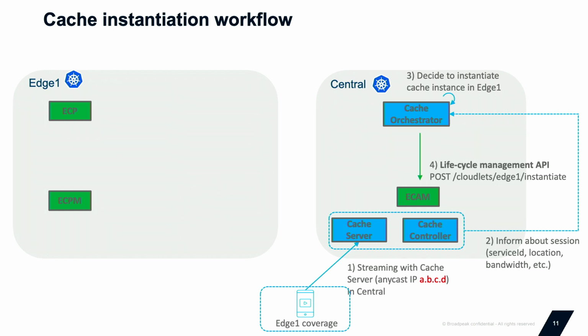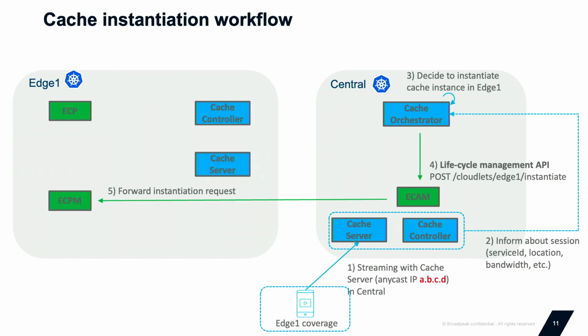The ECAM then forwards this request to the ECPM located in the H1 location. The ECPM then instantiates a cache controller and a cache server. When the instances are up, the cache controller sends a traffic rule through API saying that for destination IP address ABCD, please forward to the cache server instance located inside the same cloudlet. And when everything is ready, the cache controller informs the orchestrator that it's ready to serve the content.